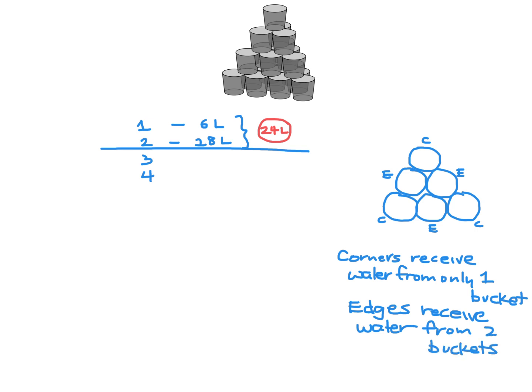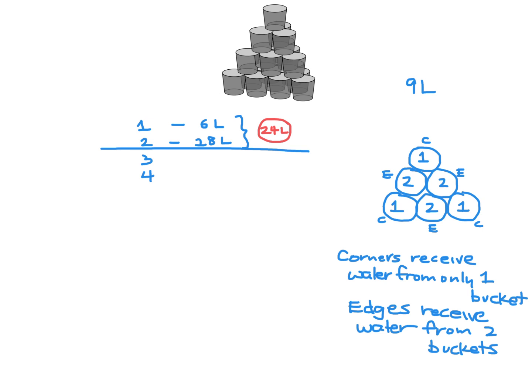Okay? So if we were to pour 9 liters of water now, they would be distributed as follows. You'd get 1 liter into each of the corner buckets, but 2 would go into each of the edges, right? Because the corners are receiving water from only 1 bucket from above, but the edges are receiving water from 2 buckets from above. So naturally the edges would get twice as much water as the corner ones. I hope that makes sense.